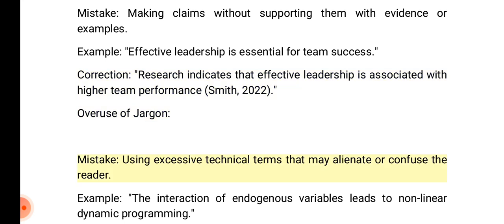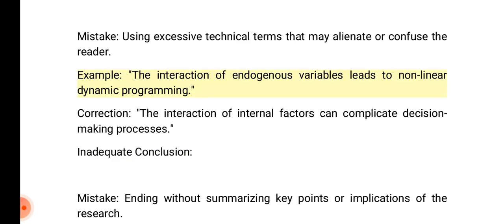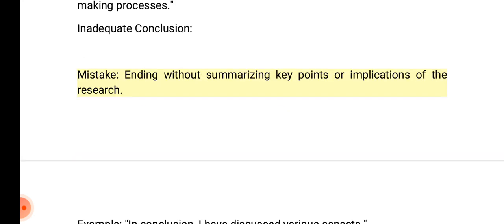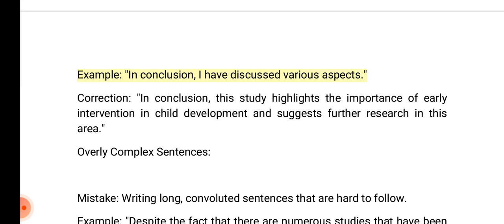Overuse of jargon. Mistake: using excessive technical terms that may alienate or confuse the reader. Example: The interaction of endogenous variables leads to nonlinear dynamic programming. Correction: The interaction of internal factors can complicate decision-making processes. Inadequate conclusion. Mistake: ending without summarizing key points or implications of the research. Example: In conclusion, I have discussed various aspects. Correction: In conclusion, this study highlights the importance of early intervention in child development and suggests further research in this area.